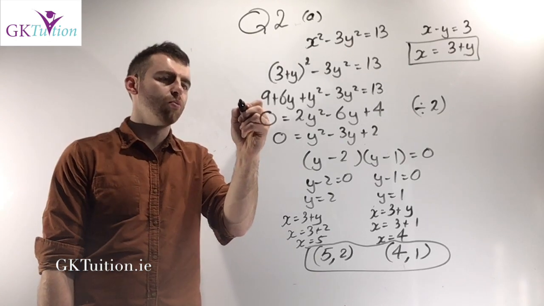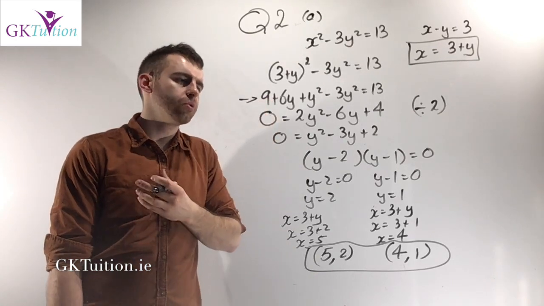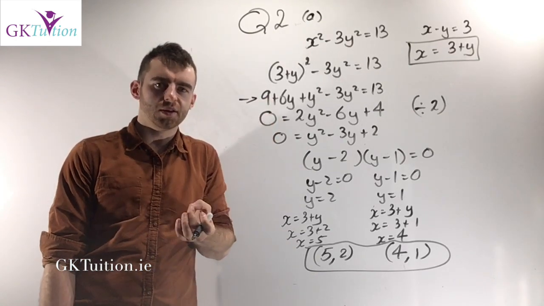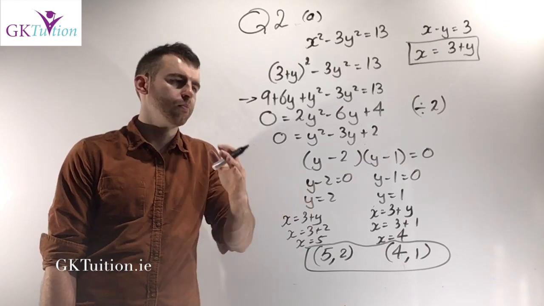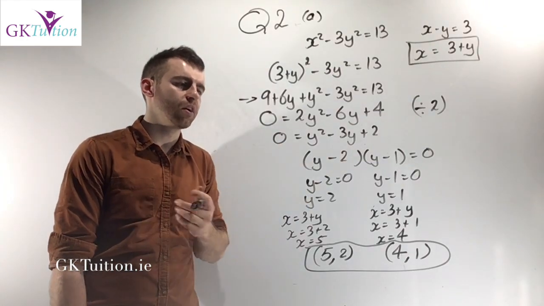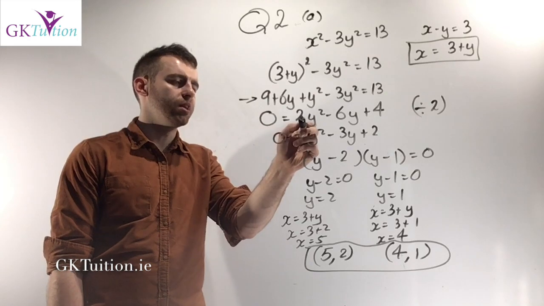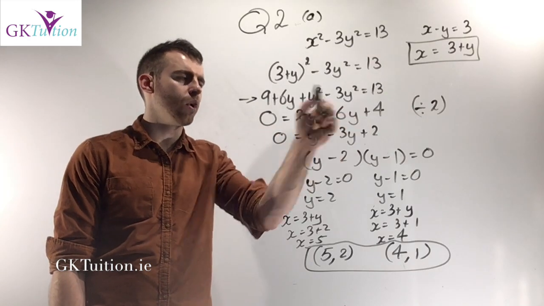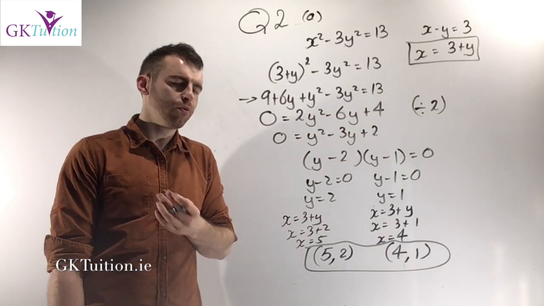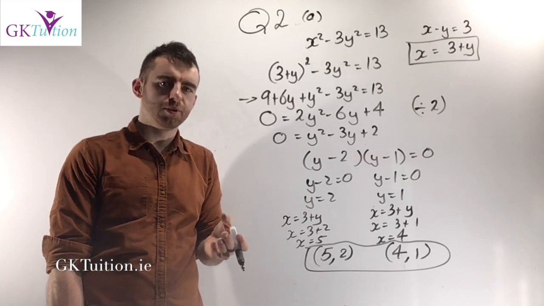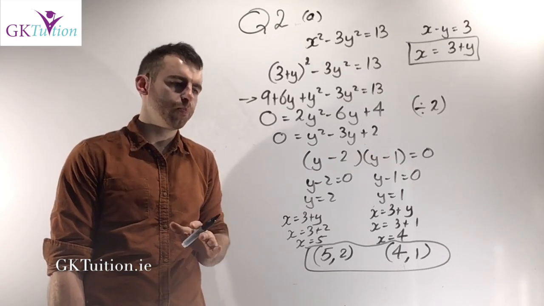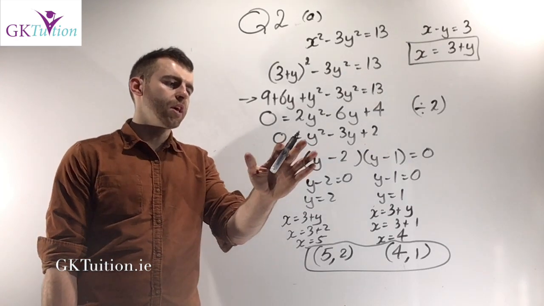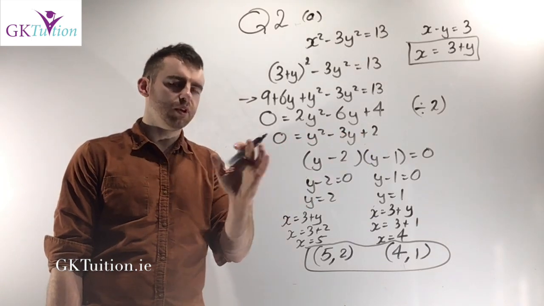And at this stage I had a y squared, a y, and a number, so I realised that this must be a quadratic equation. So you bring everything to the right hand side, and I ended up with 0 is equal to 2y squared minus 6y plus 4. Before I factorised this, I decided to simplify it by dividing everything by 2. If you divide everything by 2, you get y squared minus 3y plus 2 equals 0.